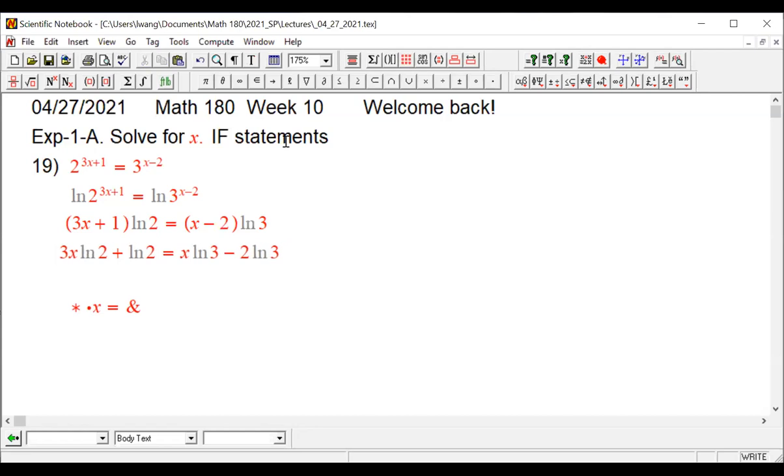Now, these two terms contain x, and these two terms do not. So we're going to separate them. So 3x times ln 2 is going to subtract x times ln 3, and negative 2 times ln 3 subtract ln 2. You guys follow me?